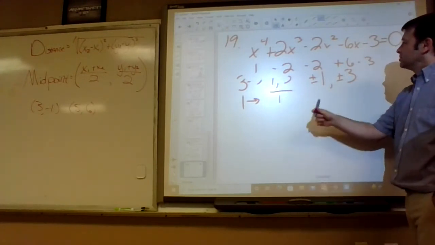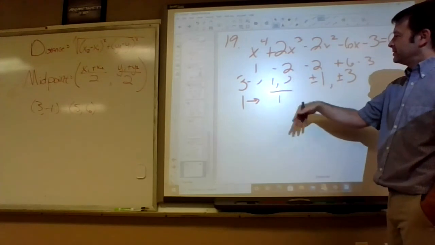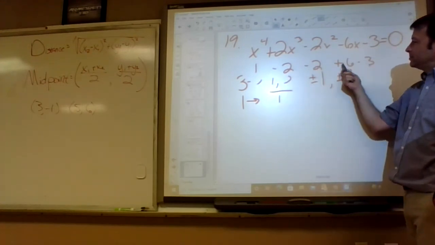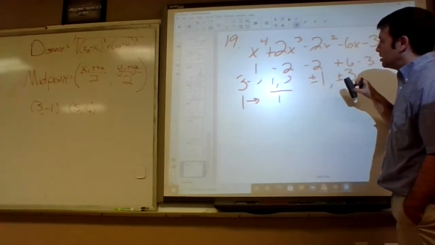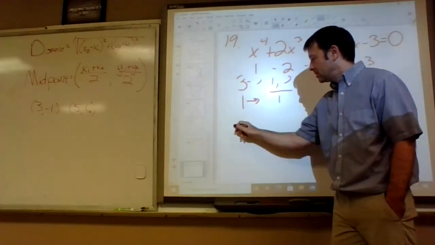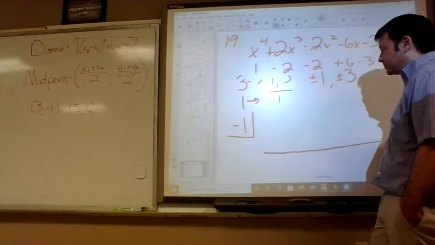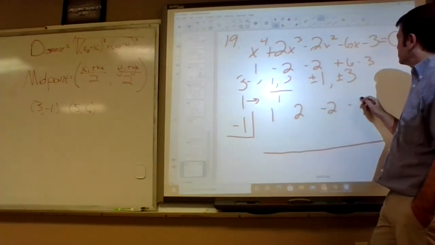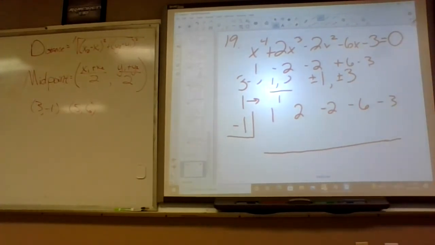Wait, yeah, it is. Negative 7 and positive 7. Yeah, you're right. Negative 7, positive 7. Negative 1 is what I plugged in. So I'm going to divide by x plus 1. You know, on the evens there's not going to be one problem that has 1. Not fun.